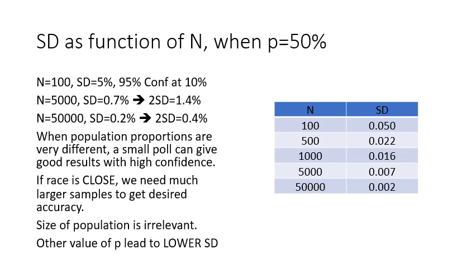So here's a table of how standard deviation behaves as a function of n. At n equals 100, standard deviation is 5%. At 500, it's 2.2%. At 1000, it's 1.6%. At 5000, it's 7 parts in 1,000. And at 50,000, it's 2 parts in 1,000. So it goes down with sample size, roughly in proportion with 1 over square root of n.